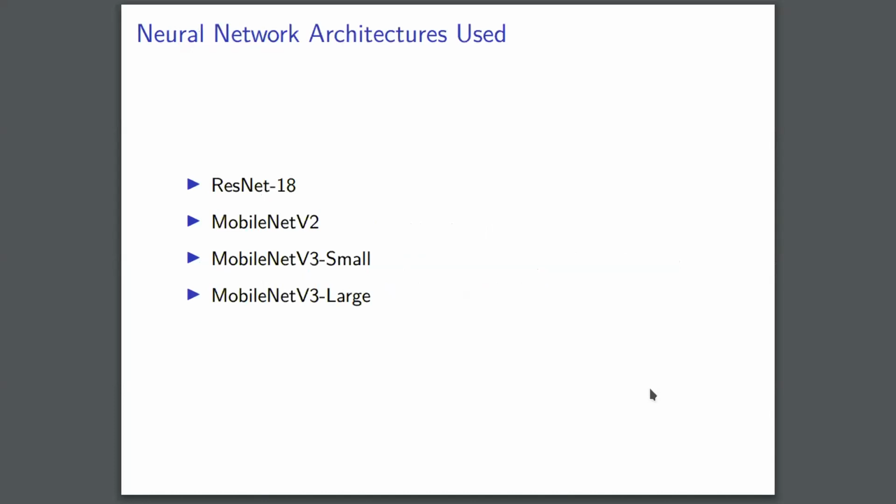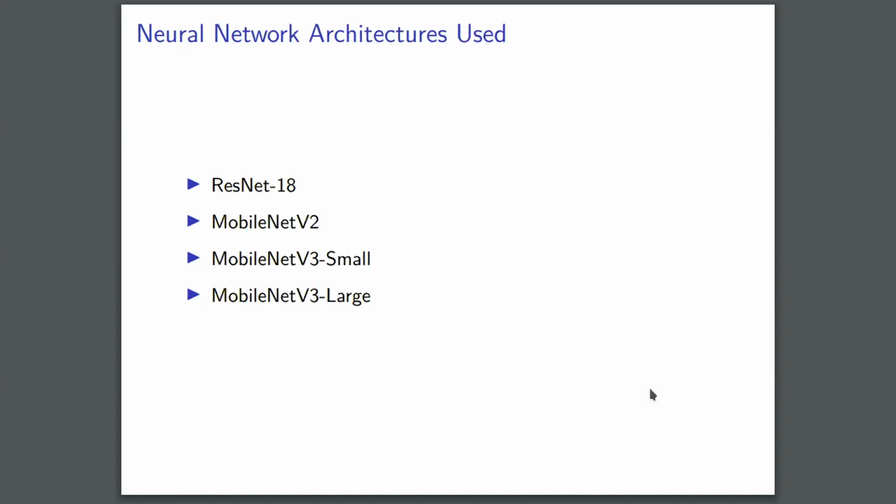We are primarily using these four neural networks: ResNet 18, MobileNet version 2, MobileNet version 3 small, and MobileNet version 3 large. We are using these because these are all low-power, small models. This means they can be used on mobile devices and embedded devices as well. That is also one of the goals of our paper.